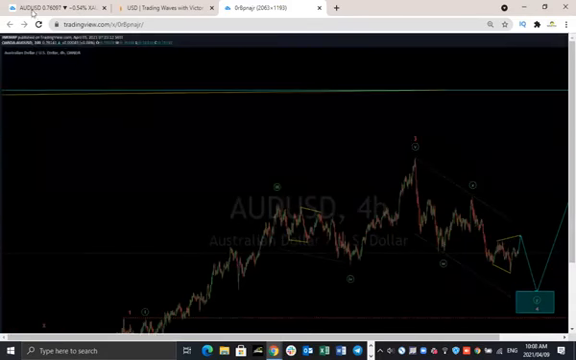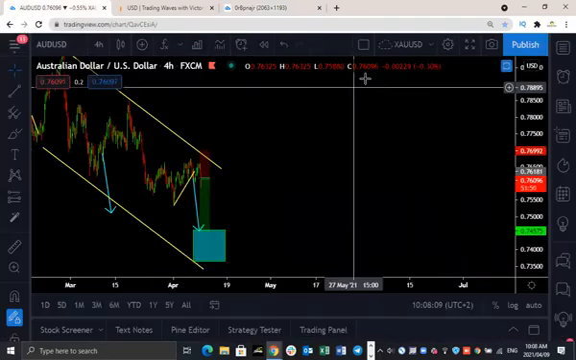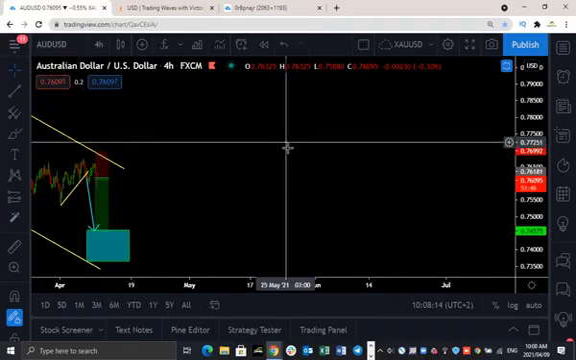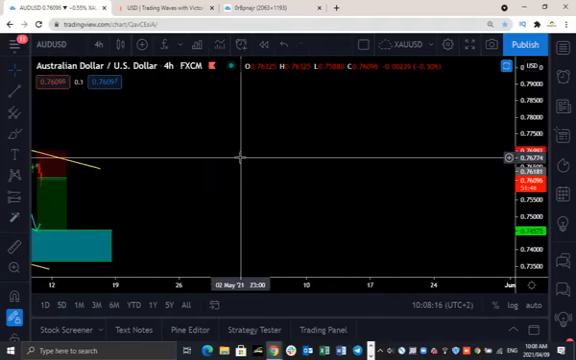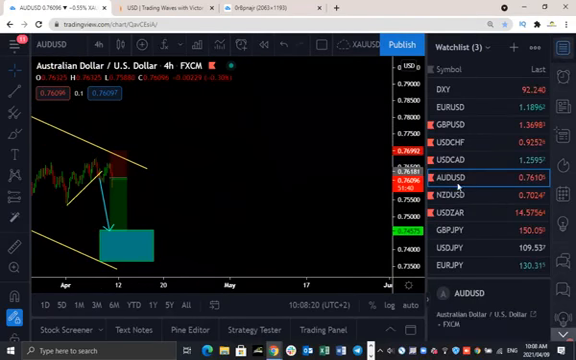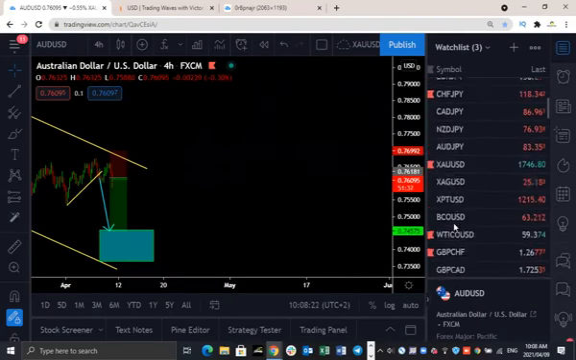Right. Now, there are two other pairs that are looking very interesting when you look at the medium to long-term view, and that is Pound Aussie and Pound New Zealand. Let's go to Pound Aussie and Pound New Zealand.